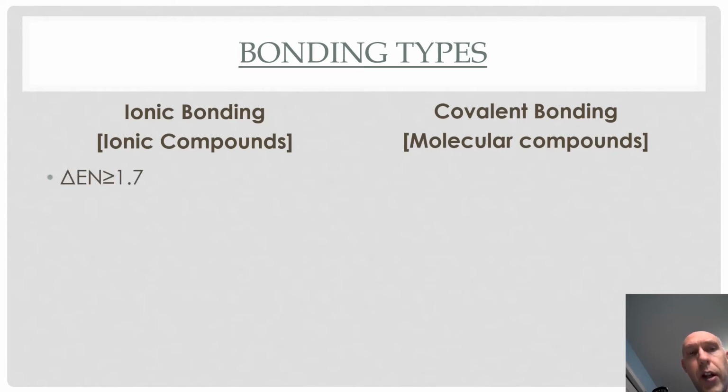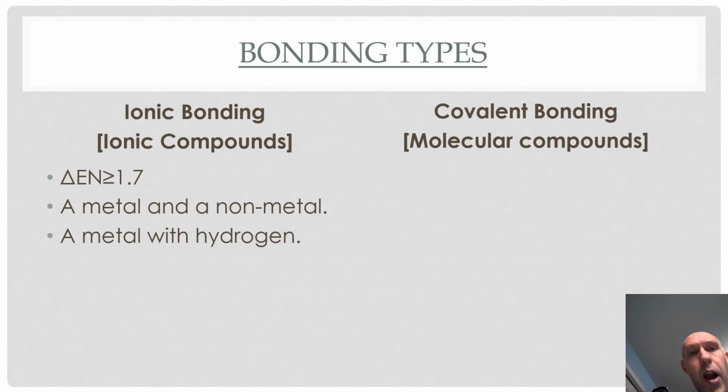If the difference in electronegativity is 1.7 or larger, if we know we're dealing with a metal and a nonmetal, or if you have a metal with hydrogen, these will all be examples of ionic bonding. In contrast, for covalent bonding, you're expecting the difference in electronegativity to be less than 1.7, or you're dealing with two nonmetals. There will be some exceptions to this, but that is a general guideline.